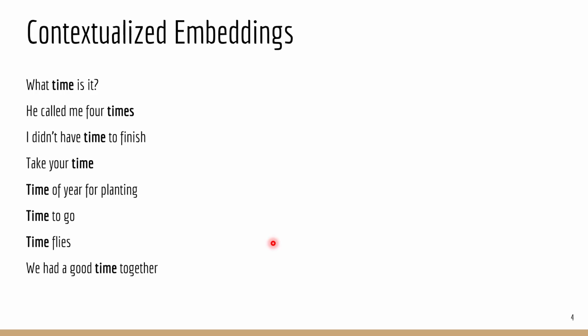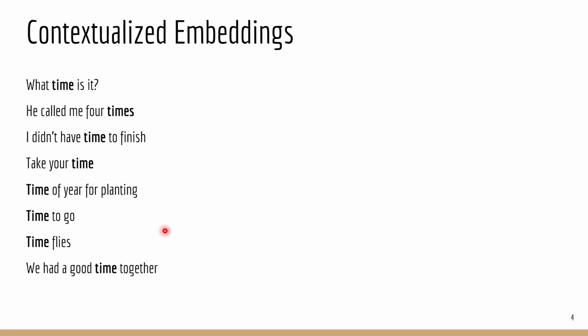Have a look at the word time, which appears in different contexts in this example. What time is it? He called me 4 times. I didn't have time to finish. Take your time. Time of the year for planting. Time to go. Time flies. We had a good time together. So you see there are many differences among different usages here. Some of the differences are subtle, some of the differences are more major.